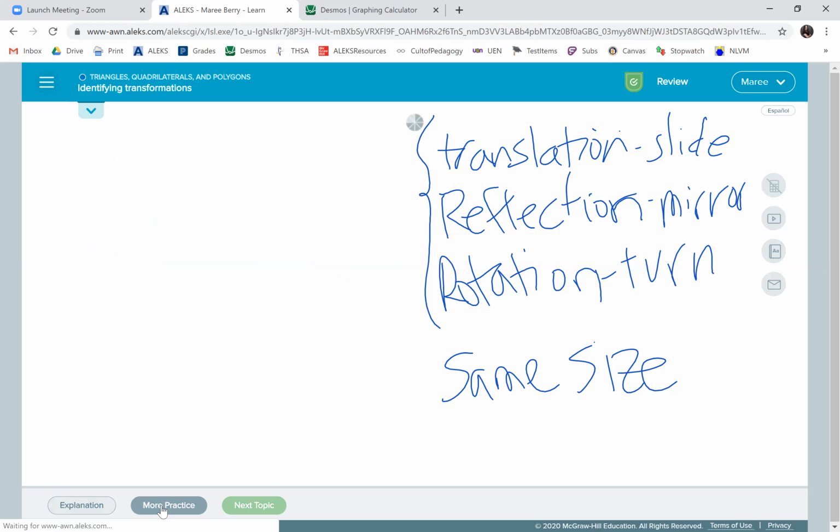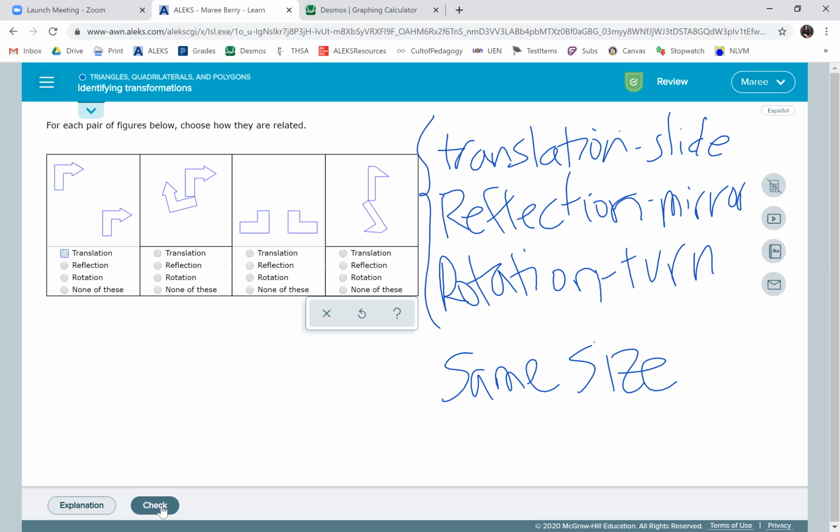Okay, let's try one more and then we should be done. Okay, so this one, even though it slid down and to the right, or you could just say diagonal, it is sliding. So this is a translation. This one looks like a turn, so that's a rotation. This is a reflection, and this is another turn, so that's a rotation.